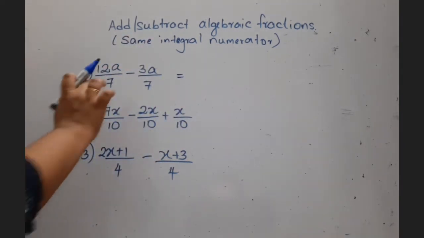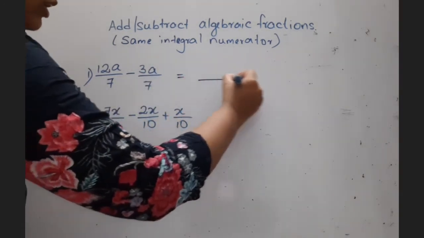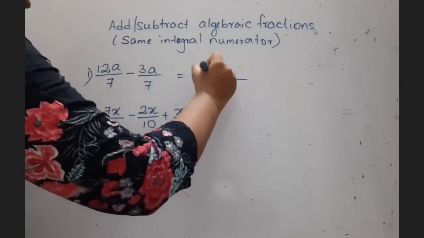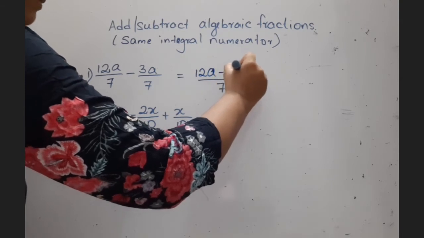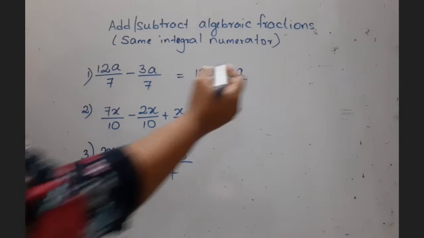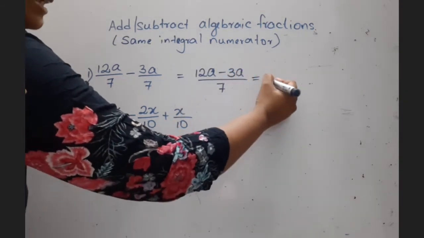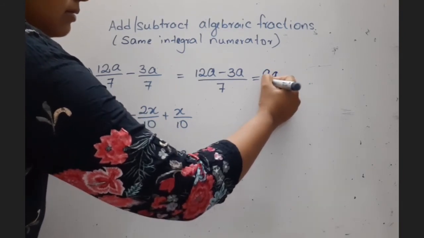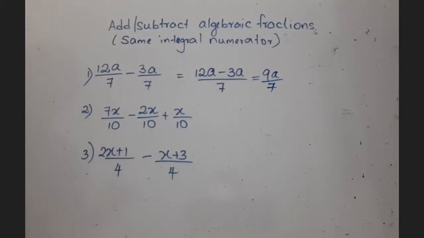So how do we do this? Since they both have the same denominators, we simply subtract 3a from 12a. This is just like regular addition and subtraction. So how do we do it? 12 minus 3 is 9a by 7. Okay, that's very easy, right?